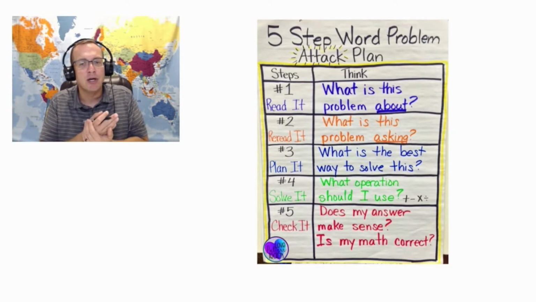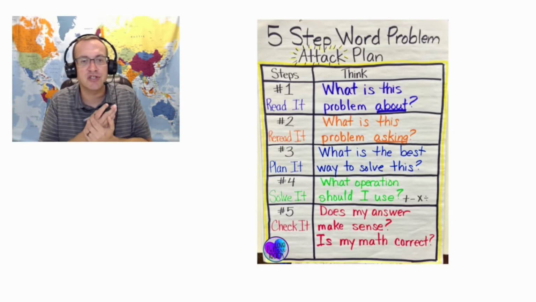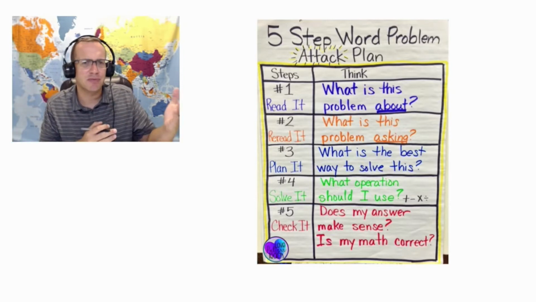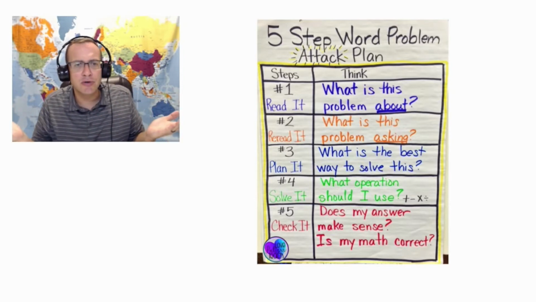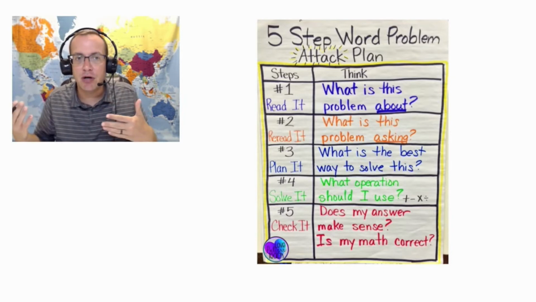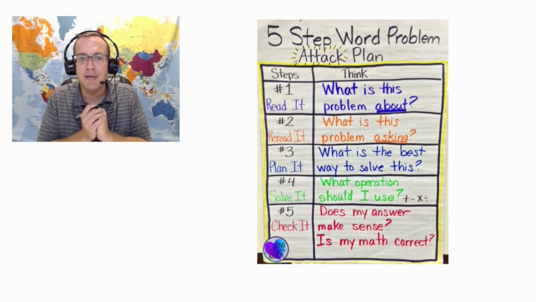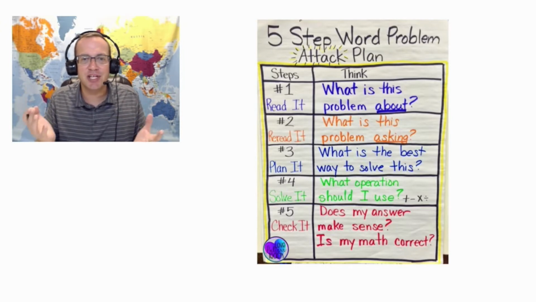And then finally, we're going to go ahead and use our operations to solve the problem. So do we add everything up first and then divide? Do we multiply and then subtract? Who knows? But once we've found out our operation and found out our answer, we want to go ahead and check it. We're going to do that by saying, does my answer make sense?